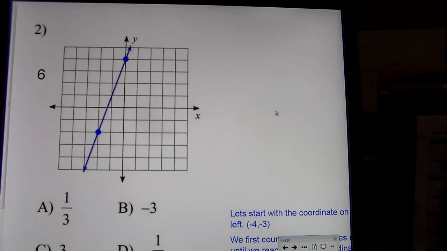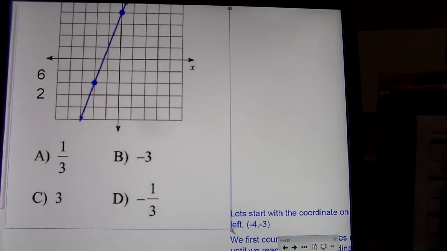I'm going to put a little 6 here in the left-hand corner. And then we also count how many left and right. Well, it goes over 1, 2. So it's a rise of 6, a run of 2. 6 divided by 2. We've got to ask ourselves, does that simplify any further? Well, yes, it does. 6 divided by 2 is 3.